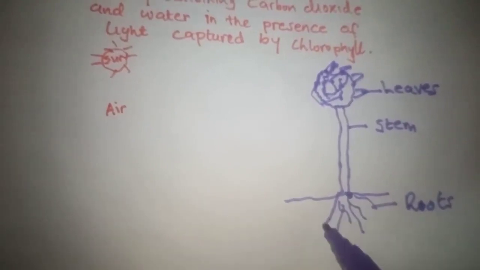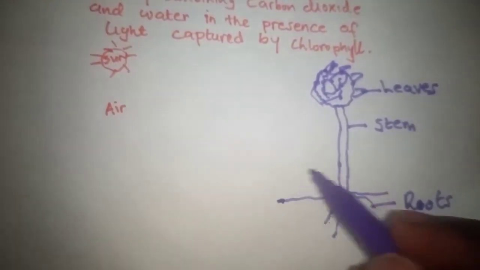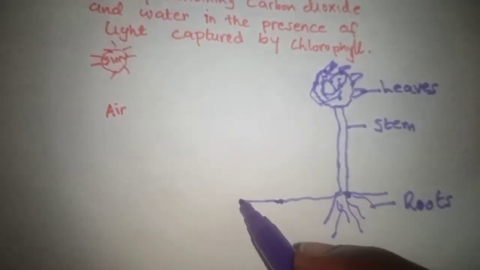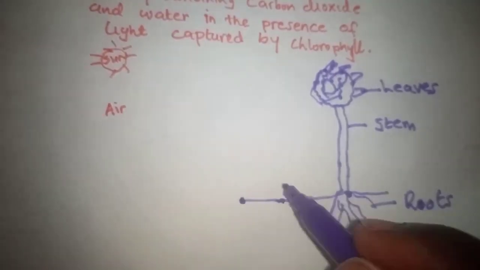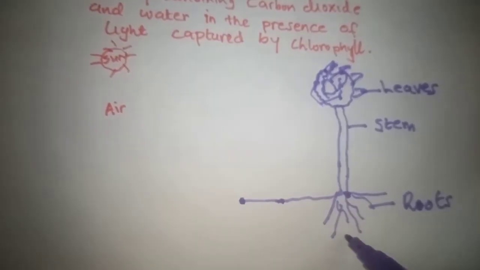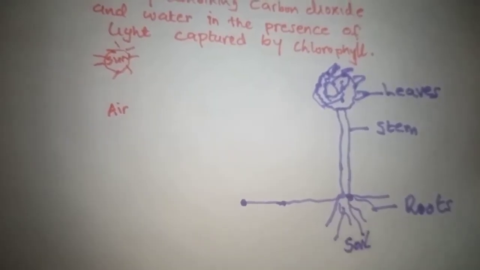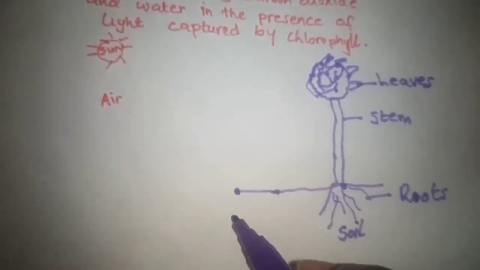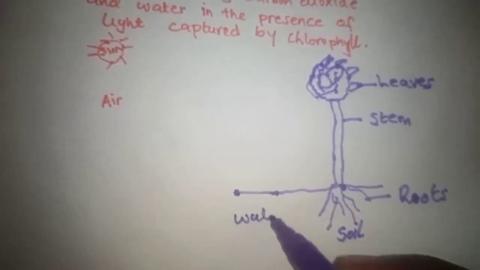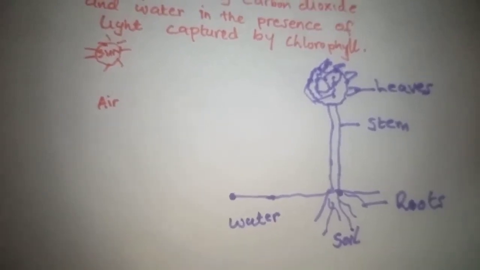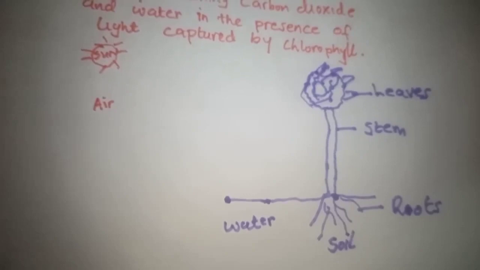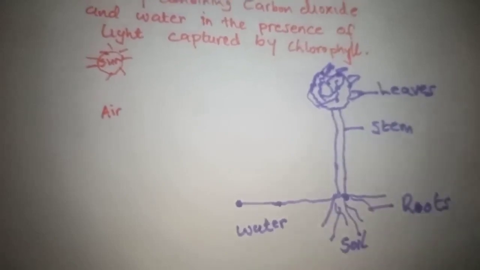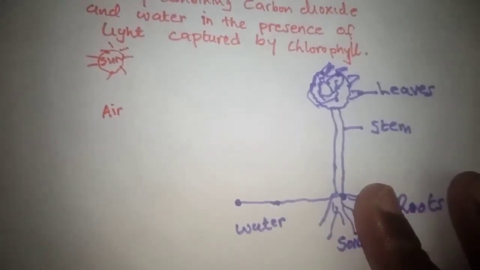Here is the soil, and in the soil you have water. Where does the water come from? It could be rainwater, or it could be from watering the plant.